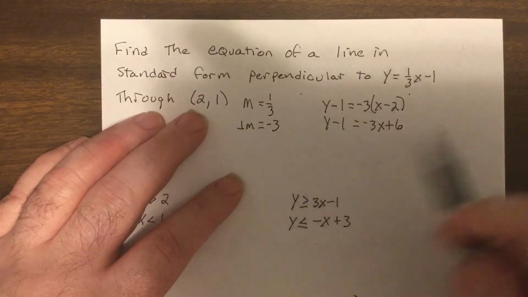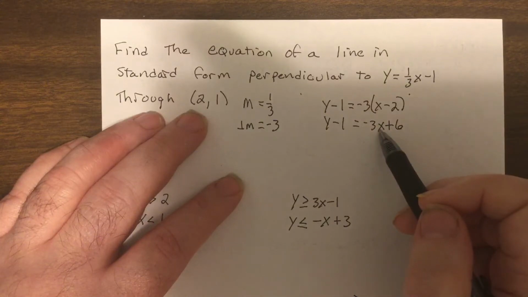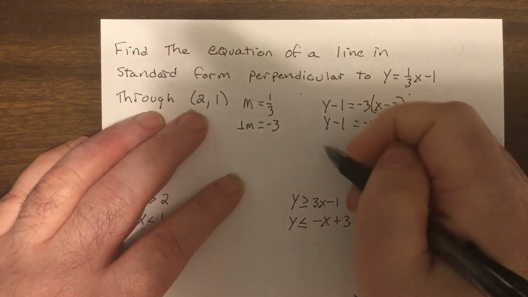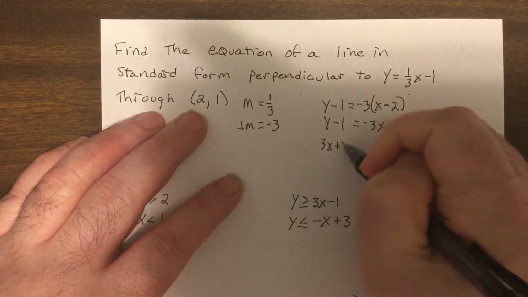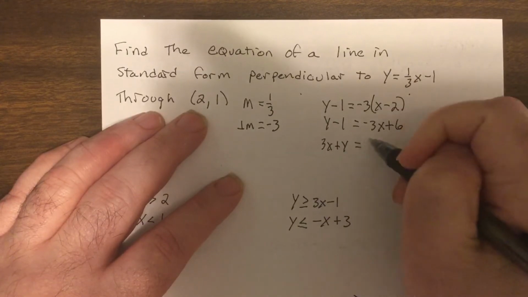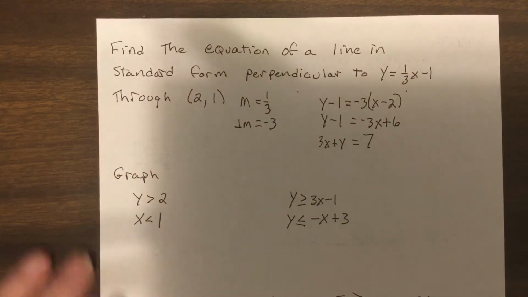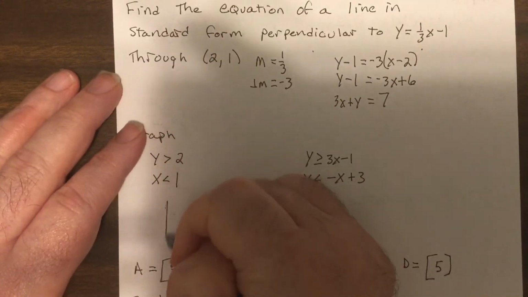Standard form, no fractions in standard. I'm going to get the x and y on one side, so I'm going to add 3x. And I'm going to add 1. Now graphing.